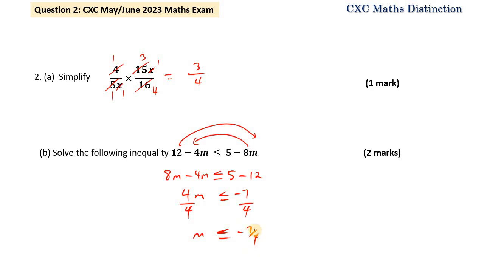This is a top-heavy fraction, meaning the numerator is higher in terms of quantity than the denominator. And so what we can do is convert it to a mixed number. 4 goes into 7 only once, and we have a remainder of 3 over 4. You can take this as the answer or this. Either is fine.